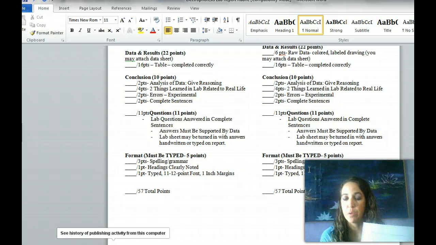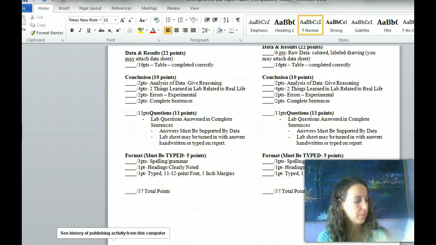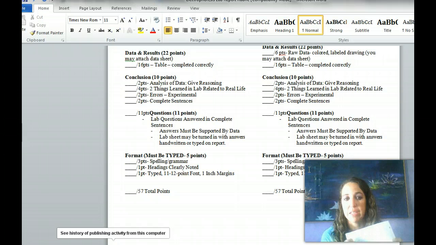If you want it to be really neat, you can retype the questions and answer them on your lab report, or you can write them very neatly here. I will not try to interpret your handwriting because it is a formal lab report. You are allowed to answer them on here, but make sure that it is very neat. If you have very messy handwriting, I suggest typing it.